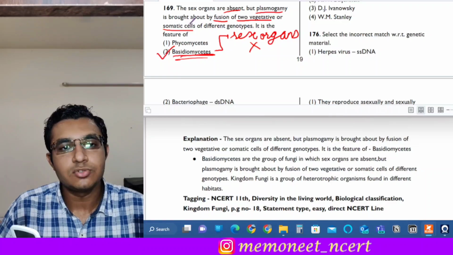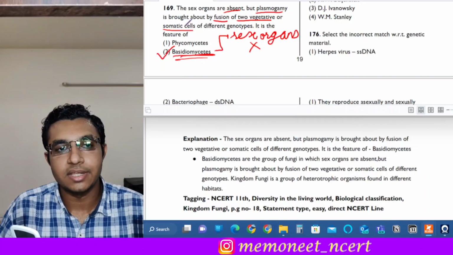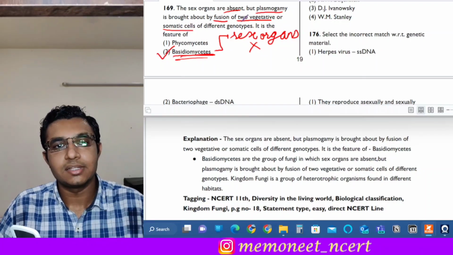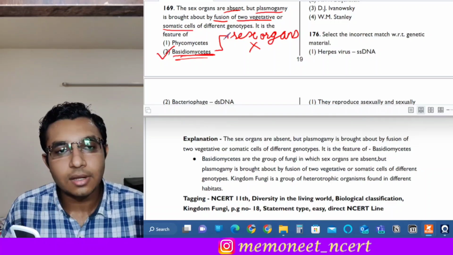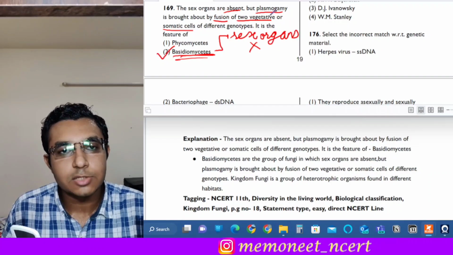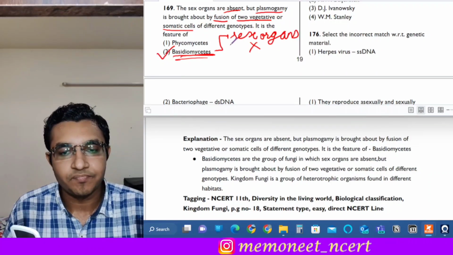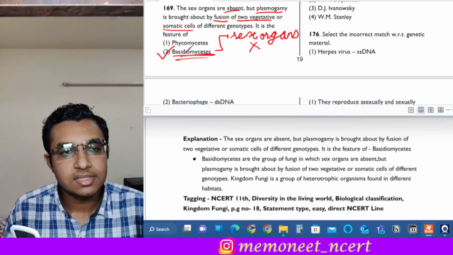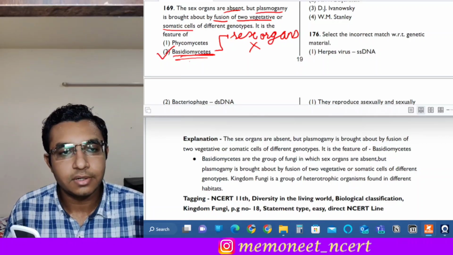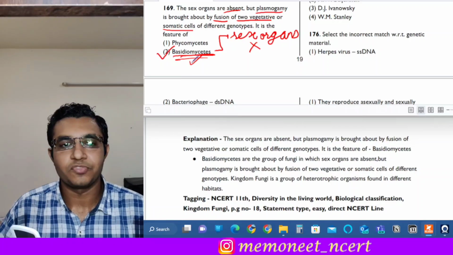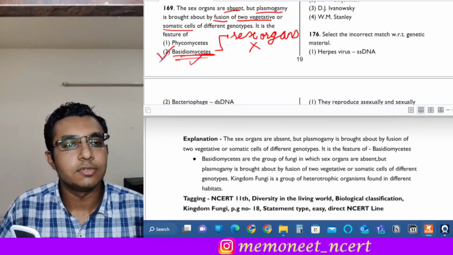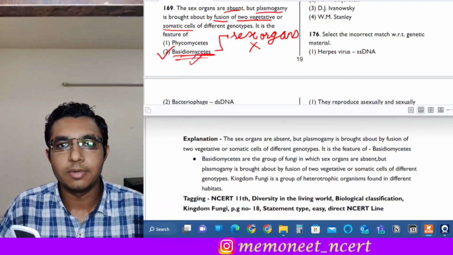Okay, the somatic cells, which are not sex cells, fuse, and these are of different genotypes, and plasmogamy is brought about by them. So this is a characteristic feature of the group Basidiomycetes. So the answer to this question will be option 2, that is Basidiomycetes.